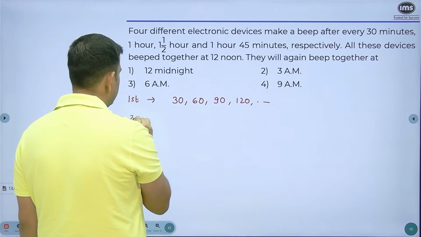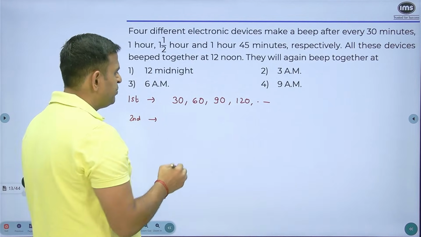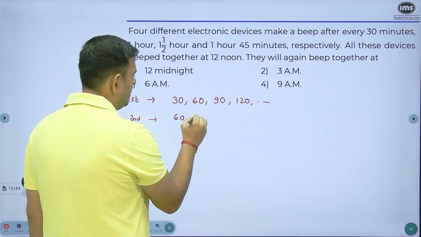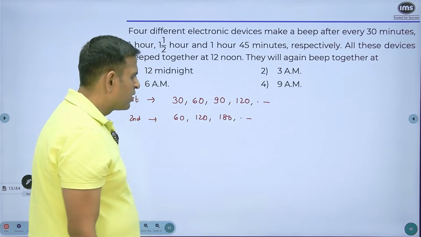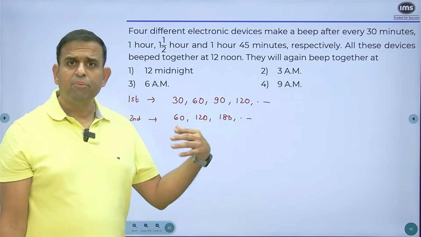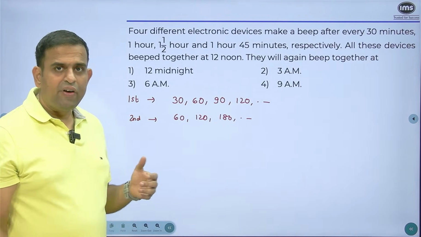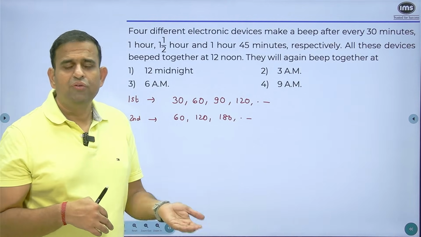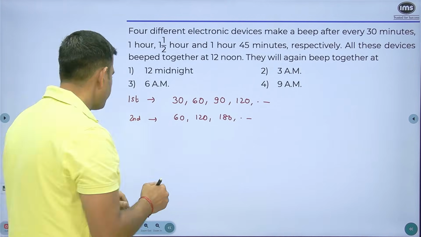What about the second one? The second one basically beeps after every 1 hour, or in this particular case after every 60 minutes. So at the end of 60, 120, 180 and so on. If you look at these numbers, these are multiples of 30. These are multiples of 60. And if I talk about something which presents both numbers, it has to be a multiple of 30 and also 60, which you can say is 60 right now.